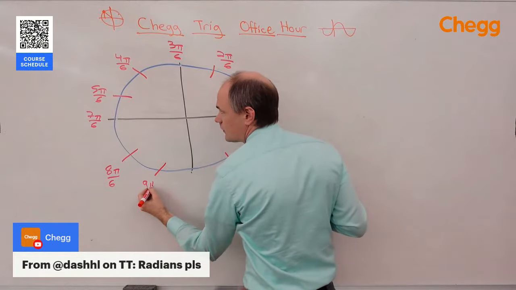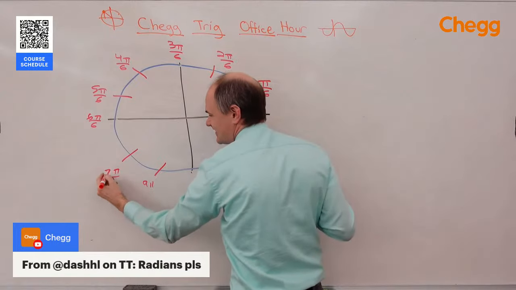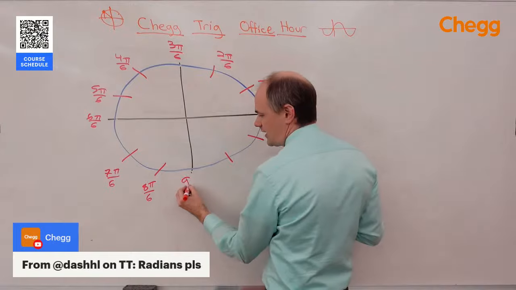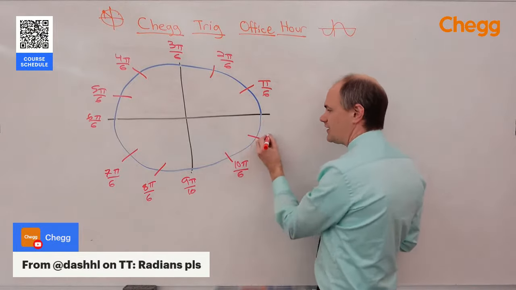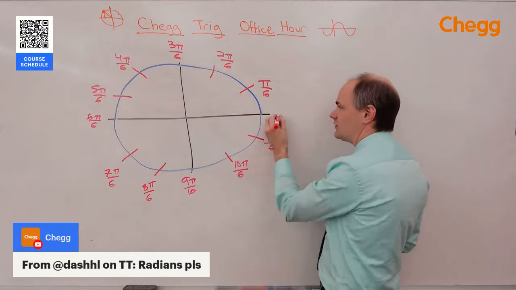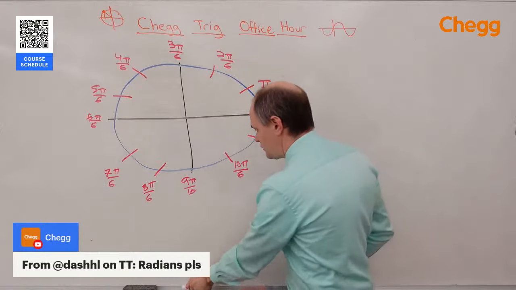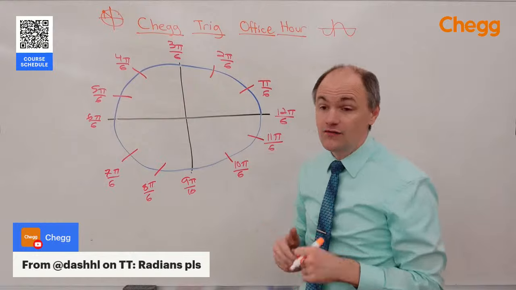9. Whoops, what happened? I missed the number 6. Counting is hard. 6 pi over 6, 7 pi over 6, 8 pi over 6, 9 pi over 6, 10 pi over 6, 11 pi over 6, and 12 pi over 6. And you've got right there basically almost all of the unit circle.